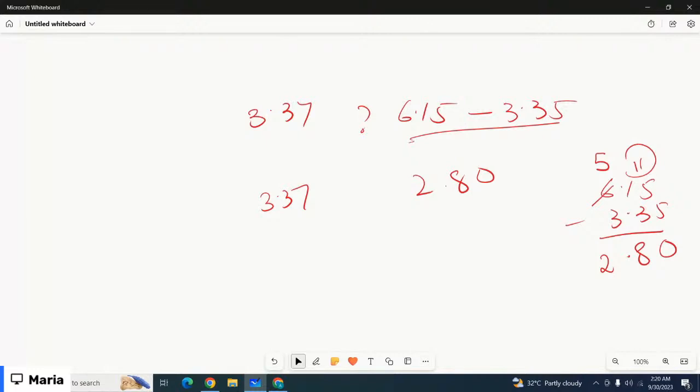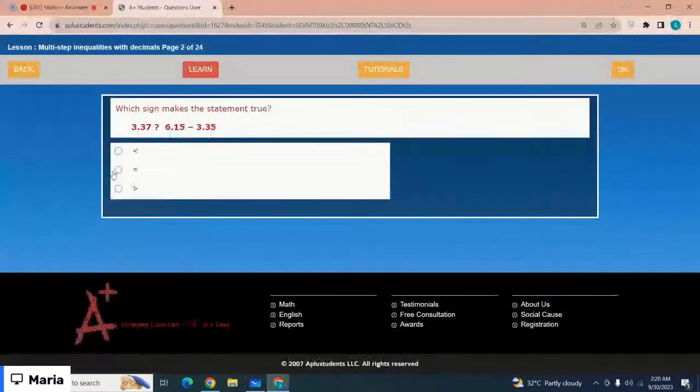So obviously 3.37 is greater than 2.80, right? So the correct option is greater.